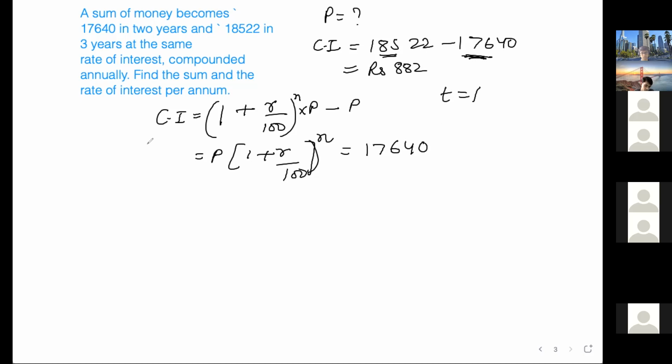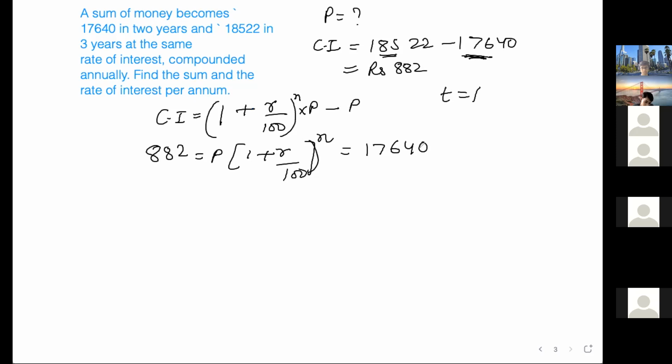17640. This is compound interest 882. 17640 into 1 plus R upon 100 raised to 1, because time is 1 year. Last का 2 से 3 साल के बीच का time we are doing. Okay, so rate we'll find out. If you don't understand any step, please let me know.